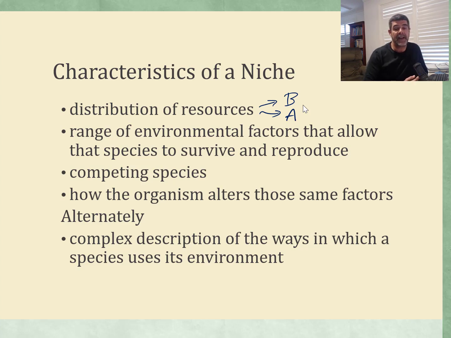The range of environmental factors that allow that species to survive and reproduce are also important, often dominated by the abiotic factors, but they can also reflect some of the symbiotic relationships that may form between different species. Competing species is important for our competitive exclusion principle that we talked about previously. And so two species that are competing for the same sets of factors, the same niche, are going to end up with one species dominating or excluding the other.